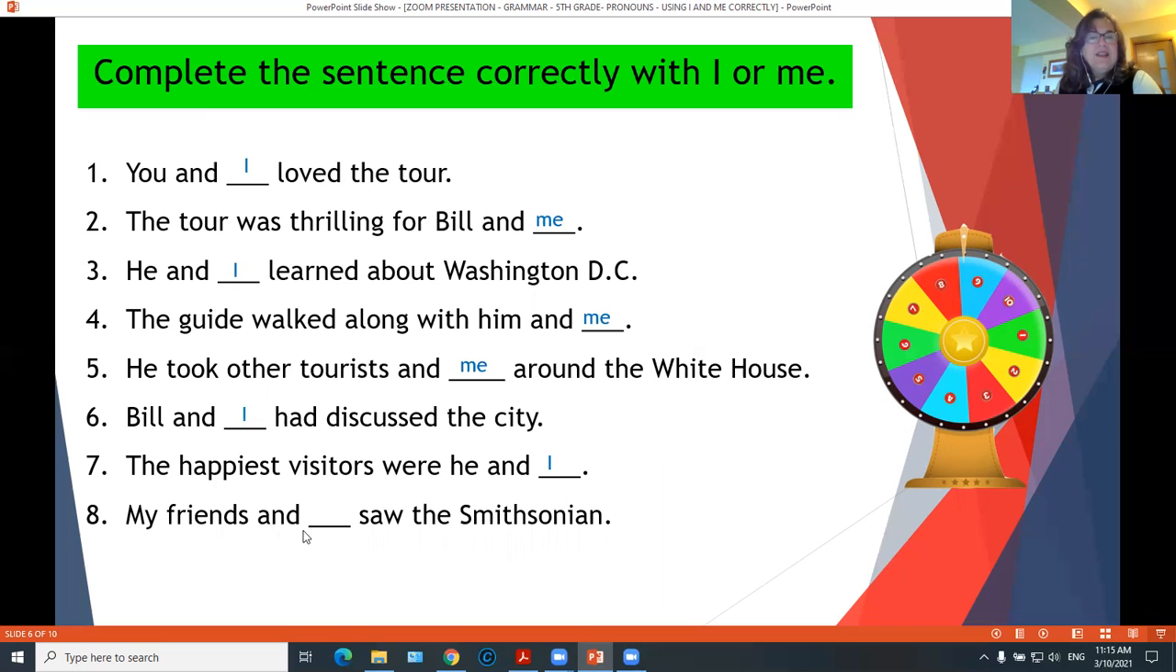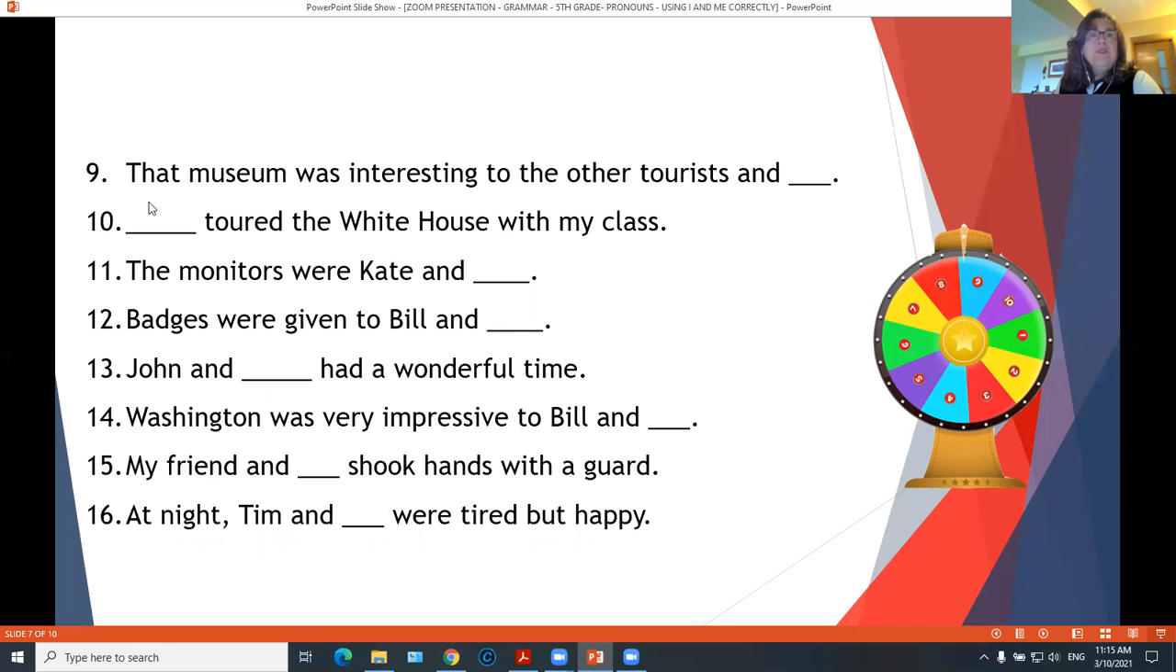Number 8, "My friends and _ saw the Smithsonian." We are having another compound subject here. So it's my friends and I saw the Smithsonian. Okay. "That museum was interesting to the other tourists and _." In this case it is the object, so we use me. Number 10, "_ toured the White House with my class." So in this case it is the subject, I. Number 11, "The monitors were Kate and _." Remember, verb be, we use I. The monitors were Kate and I.